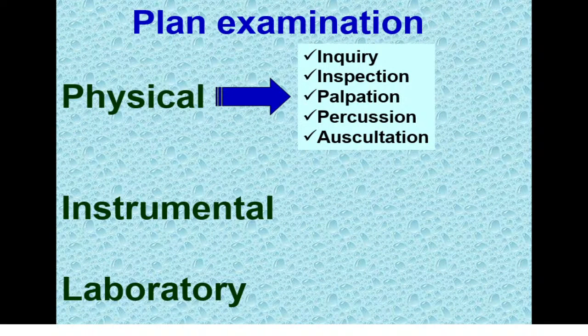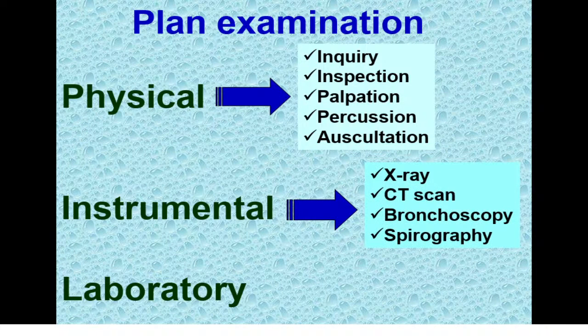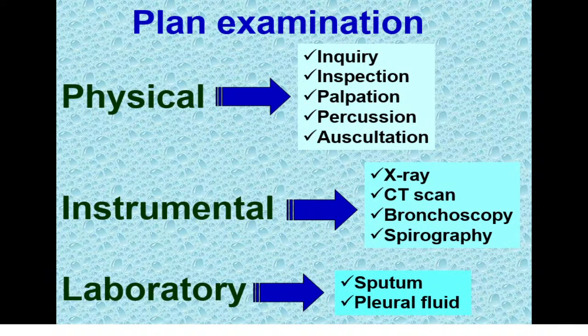Then, some instrumental data for the respiratory system, the results of X-ray and computer tomography. If the bronchus is involved in the pathological process, we prescribe bronchoscopy, and for assessment of the functional activity of the lungs, spirography. And laboratory methods: for a patient with moist cough, sputum analysis; for a patient with hydrothorax, examination of pleural fluid. It is the plan of your answers on the exam about pulmonary syndromes.